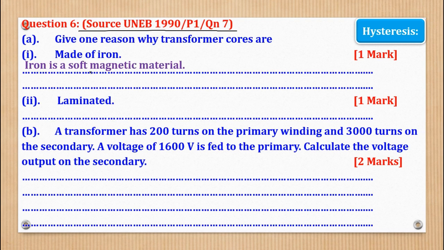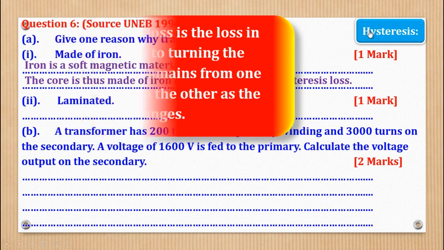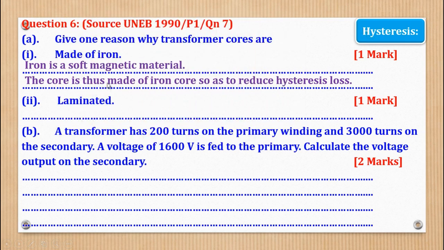So iron is a soft magnetic material. You have to first remember that, and therefore the core is made of iron so as to reduce hysteresis loss. You have to remember that hysteresis is the loss in energy due to turning the magnetic domains from one direction to the other as current changes. So since iron is a soft magnetic material, it is easy to magnetize and also easy to demagnetize. So basically that's why it is used.